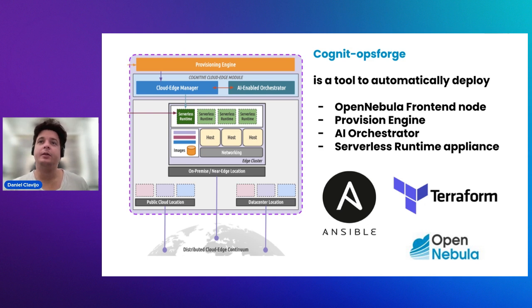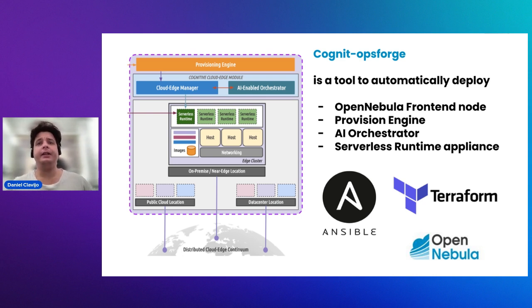All right, so let's talk about this OpsForge tool that we have developed for the COGNIT project. The purpose of this tool is to automatically deploy all of the COGNIT stack components. We have some components that pre-exist the project, like the Cloud Edge Manager, in this case OpenNebula. And then over time, we have developed components to fulfill the roles that we needed for the project, like the AI-enabled orchestrator and the versioning engine.